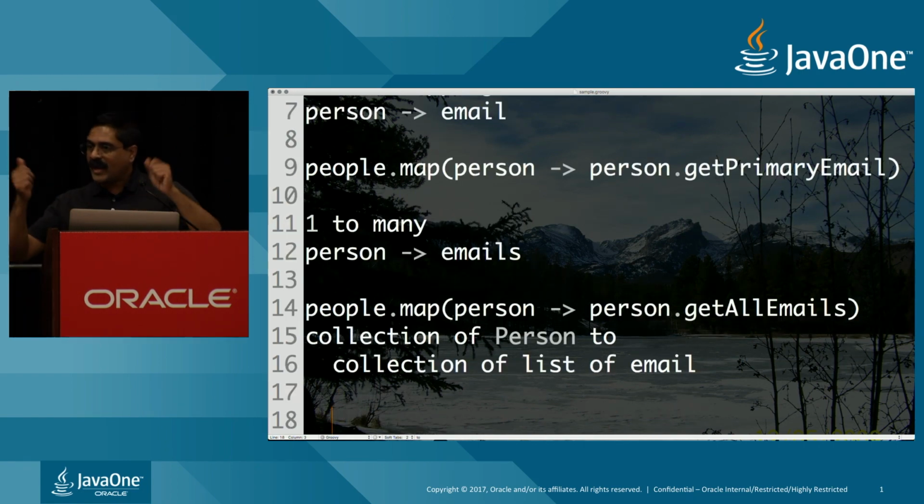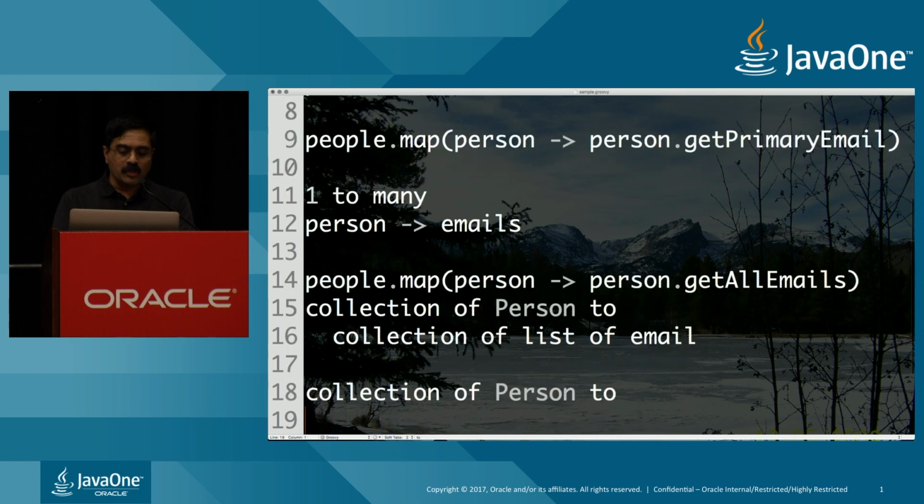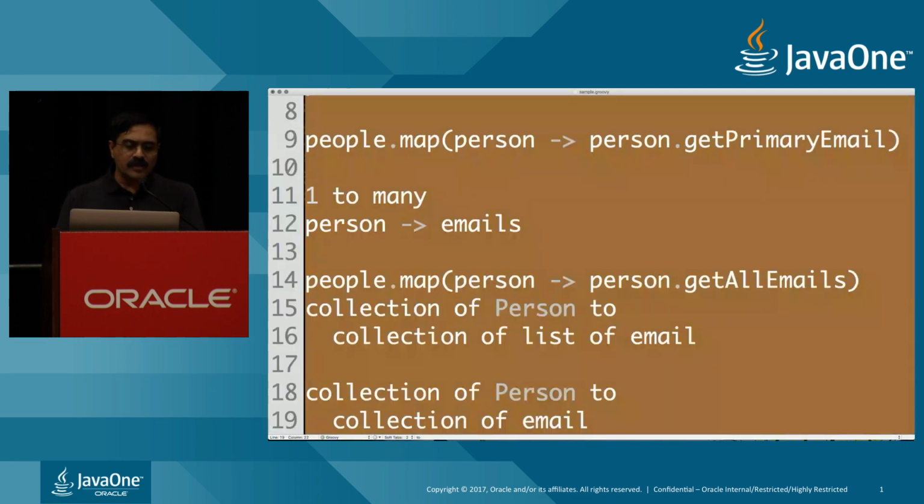If that's what I want, we got a winner. But that's not what I want. What I really want is a collection of person to collection of emails. So I want really the collection of all the emails, one single list. How would I go about doing that?